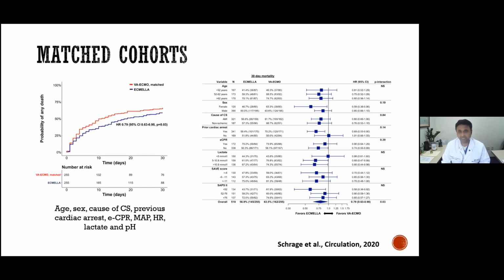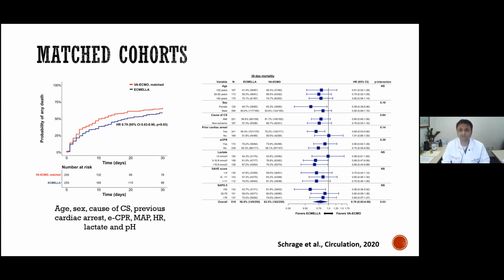The results were consistent and even more convincing when you actually matched the 2 cohorts, and they were matched for age, gender, cause of cardiogenic shock, previous cardiac arrest, whether they received ECMO as a part of ECPR, what their baseline MAPs were, what their baseline heart rates were, and what their baseline lactate and pH were. And as you can see on the plots on the right, this benefit seems to be across all subgroup analysis, some more than others, but it seems to be throughout the cohort.